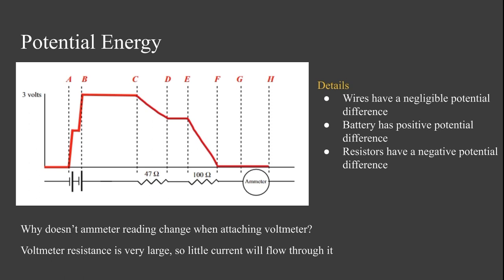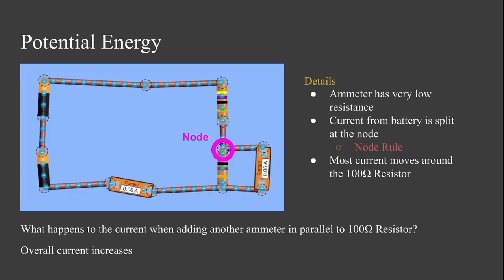This is because the voltmeter resistance is large and little current flows through it because current likes flowing through the path of least resistance. Next, we add an extra ammeter in parallel to the 100 ohm resistor and find that the overall current increases. Again, the reason for this is because ammeters have very low resistance, so most of the current at the node flows through the ammeter because there's less resistance there.